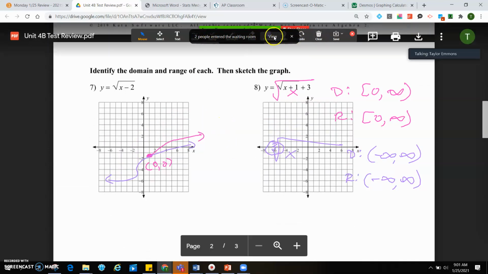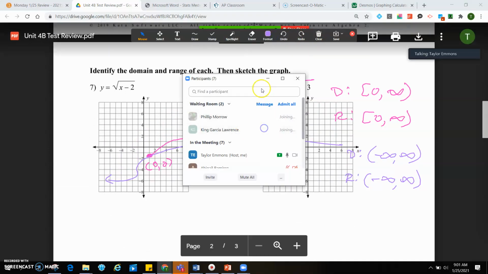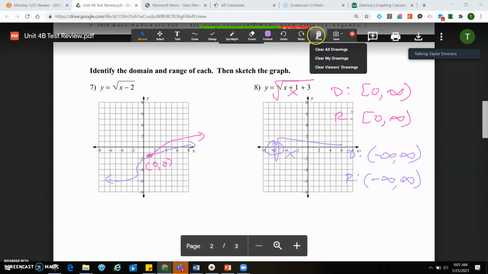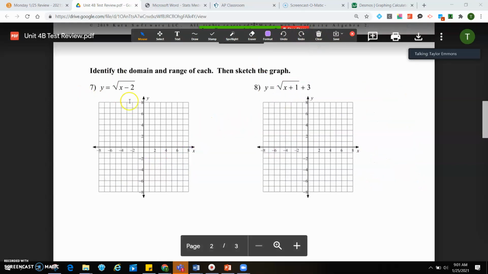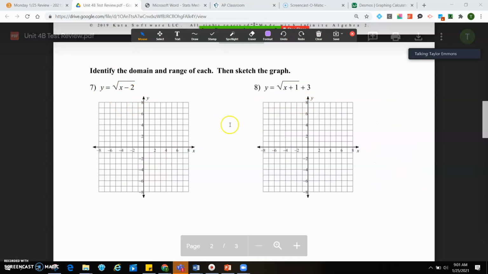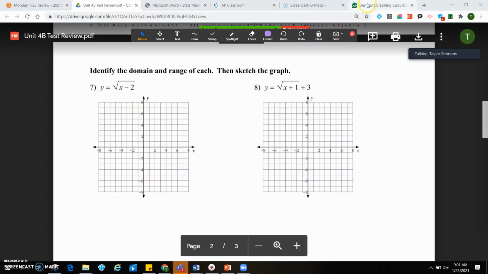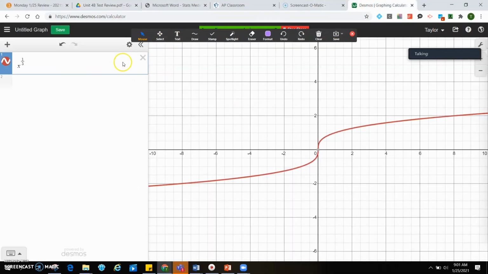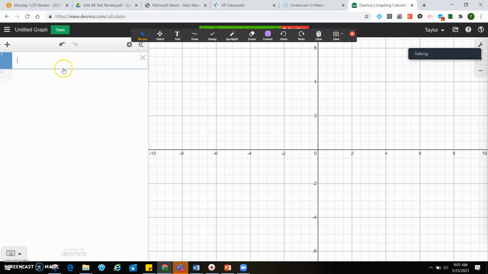Alright, so identifying domain and range. The first thing you're going to do is graph both of these and then draw a little sketch of it. Sketch means it doesn't have to be perfect. So if I'm taking the square root of x minus 2, I'm going to go in here and say square root of x minus 2, and this is what the graph's going to pull up.